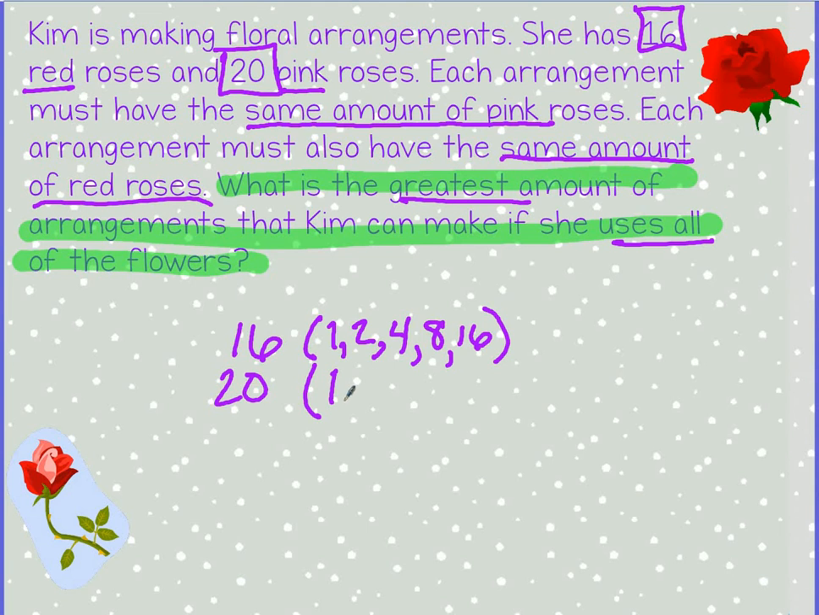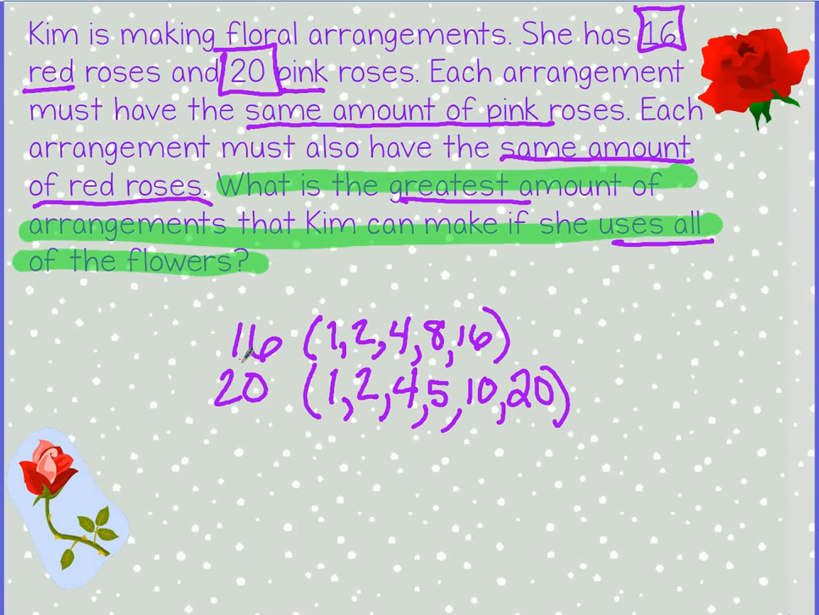Okay, now looking at the 20, she could make 1 arrangement of just 20 flowers. She could make 2 arrangements that have 10 flowers each. She could make 4 arrangements that have 5 flowers each, or she can make 5 arrangements that have 4 flowers each. She could make 10 arrangements that have 2 flowers each, or she could make 20 arrangements that have 1 flower each.